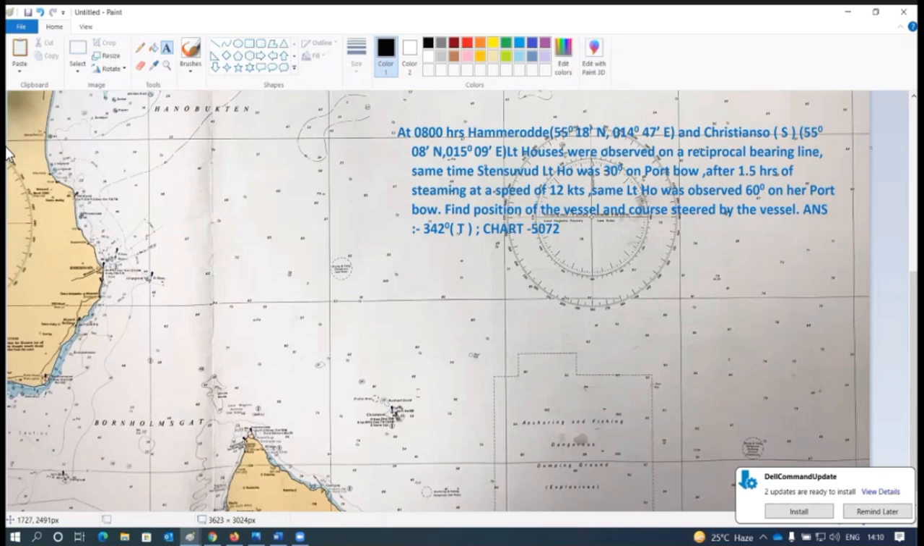This is 100% geometry. Those who are strong in geometry are very good in chart work.